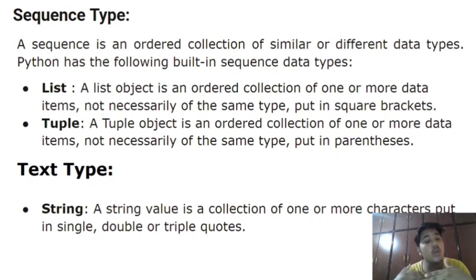Now coming to tuple. A tuple is an ordered collection of elements, and a tuple is also a collection of heterogeneous elements. It is also a collection of one or more elements, but we put them in parentheses. A list is put in square brackets, whereas a tuple is put in parentheses. The main difference between list and tuple is that lists are mutable in nature, and tuples are immutable in nature.